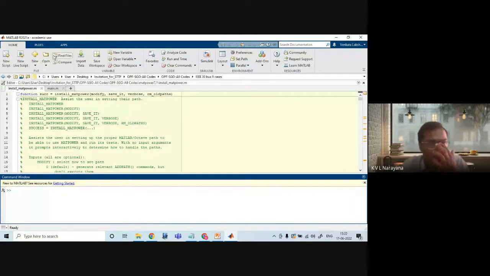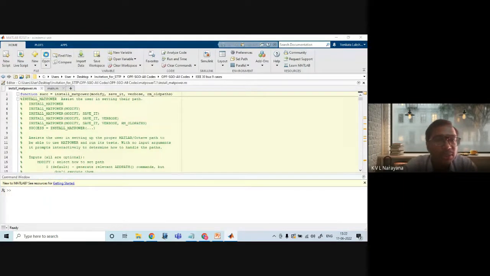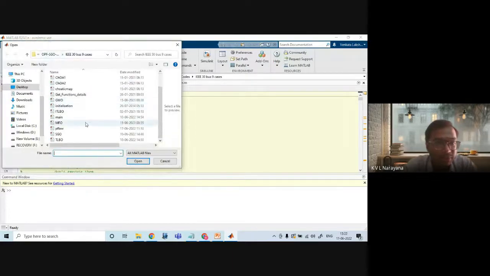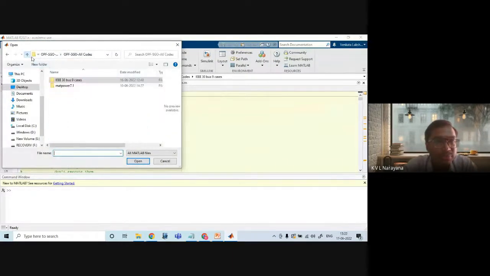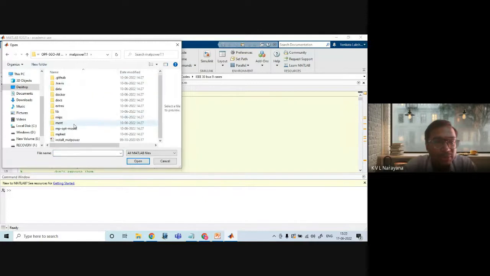Actually, in order to run this particular MATLAB code, we have to install MATPOWER. MATPOWER is a program which includes all the data related to the IEEE 30 and other bus systems. Without this, the algorithm won't work. Many of the instructions used in the algorithm take the data from MATPOWER.